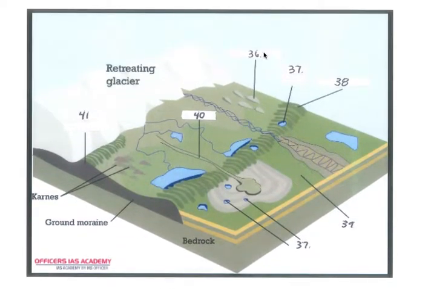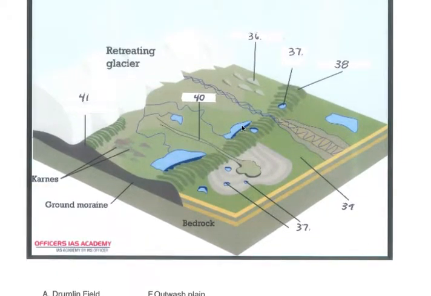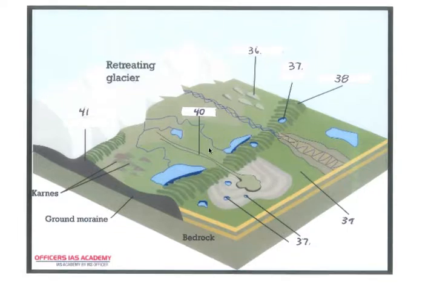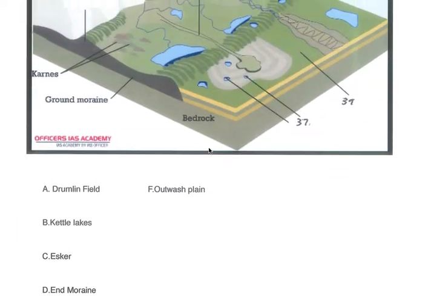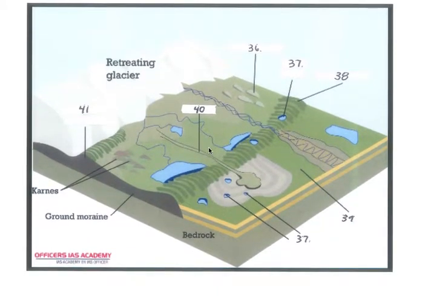So if you think it is F, outwash plain, you would put F. If you think it's B, kettle lakes, you would put kettle lakes. So you just put what you think it is using these choices below. And they will only be used one time. All right? That's it. Good luck.